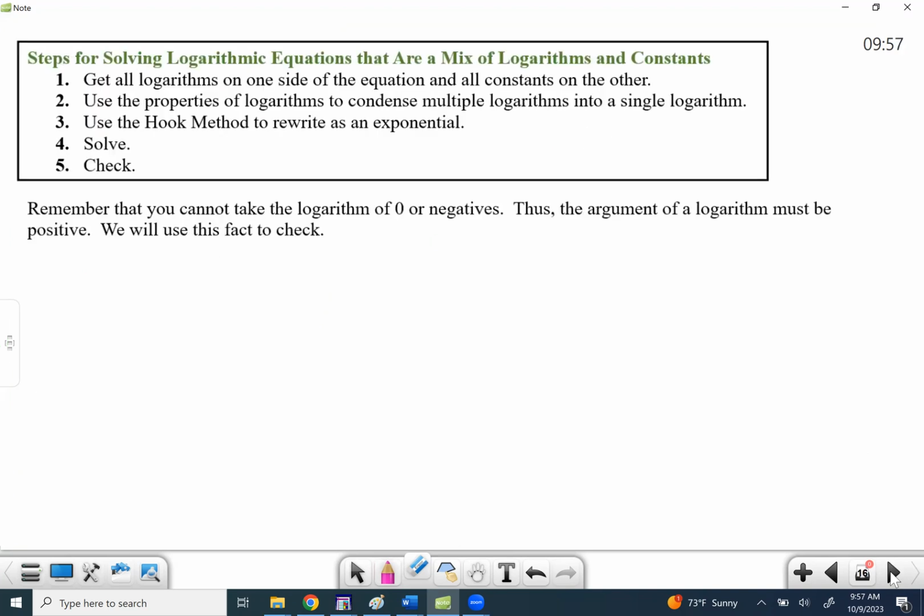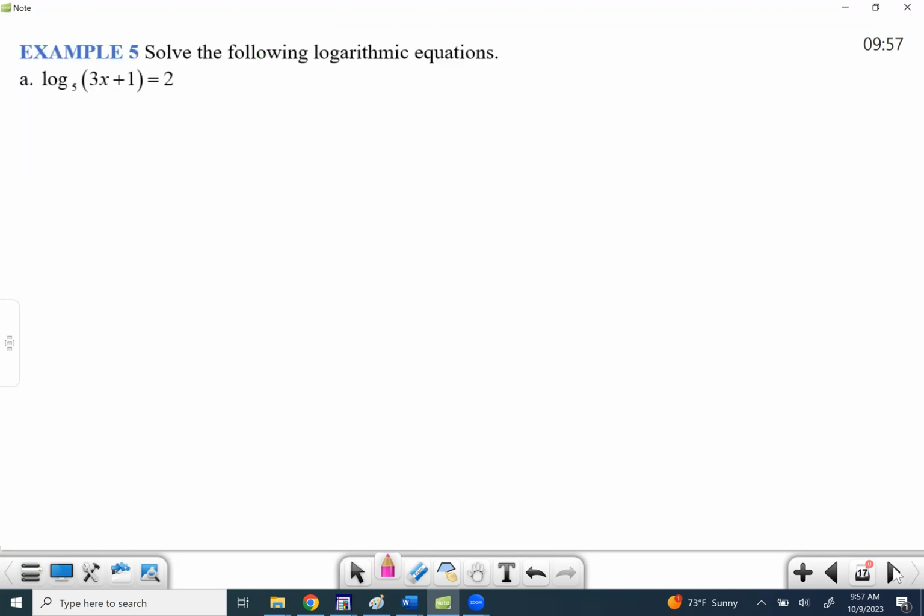Logs must be checked. Okay, now just like with exponentials, not every single logarithm is going to be able to be written in the form necessary for the equivalence property of logarithms. Sometimes we have a constant in there. So these are those steps for solving when you have a mix of logarithms with constants. Let me show you what I mean by that.